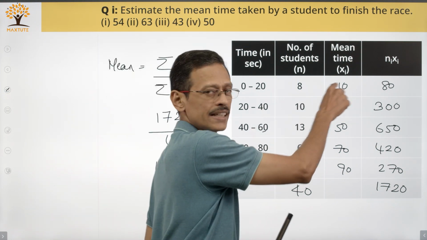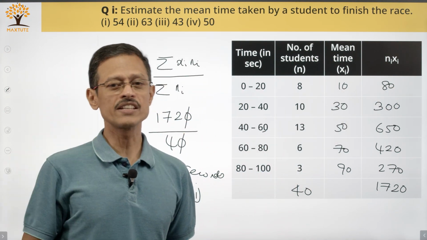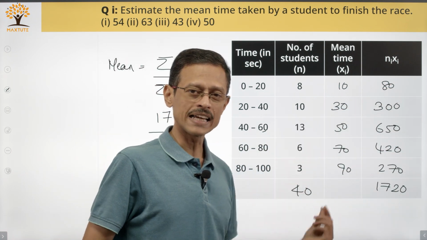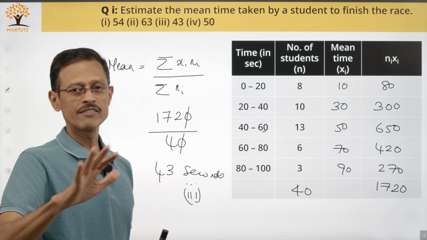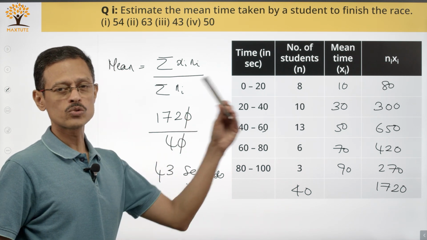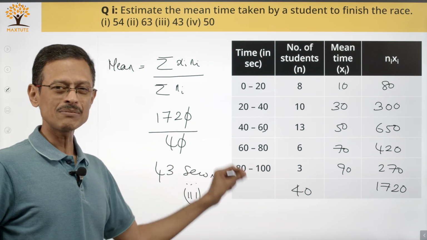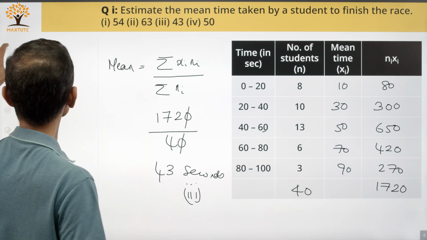So, frequency times the mean will give us nixi. We computed nixi for each of these intervals. Then we computed sigma nixi, which is 1720, and sigma ni, the total number of students, which is equal to 40. So, 1720 upon 40 will give us the average time taken by the students to complete a 100-meter race, which works out to 43 seconds. This is a time consuming one, and would have taken you about 2.5 to 3 minutes to finish. So, move on to part 2.